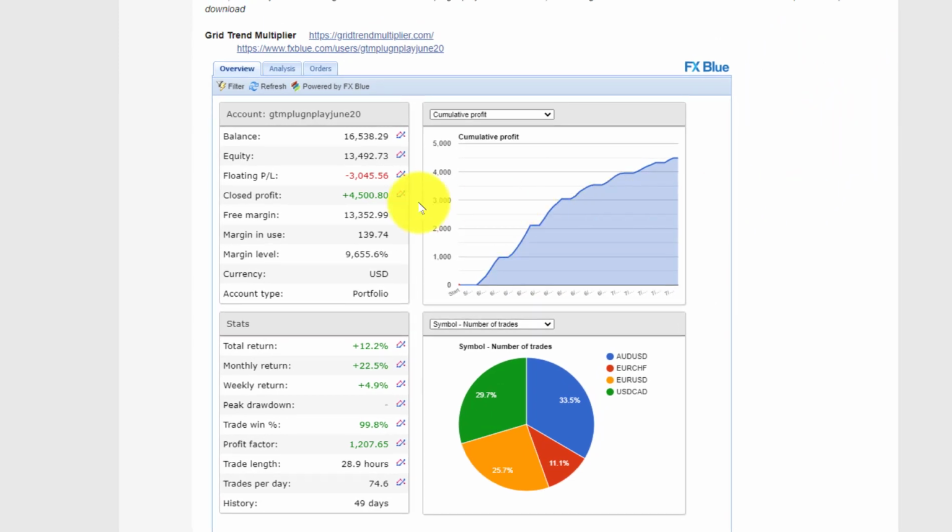And bear in mind that this is trading 12 accounts at the same time, and it is nicely positive. It's got a closed profit that is higher than the floating profit, and you can see the chart is very nice.